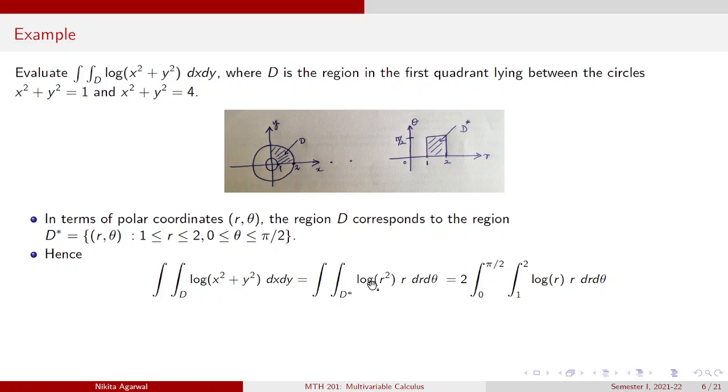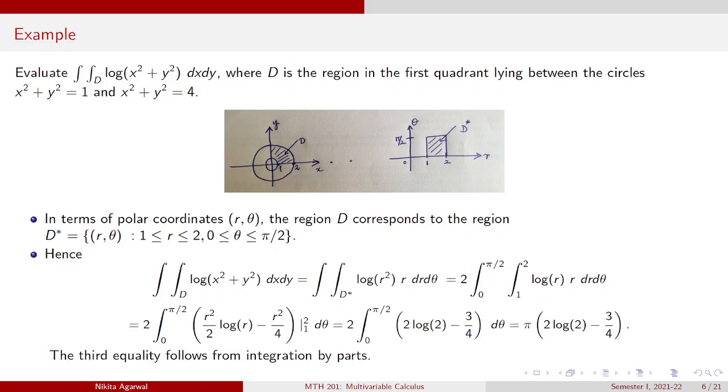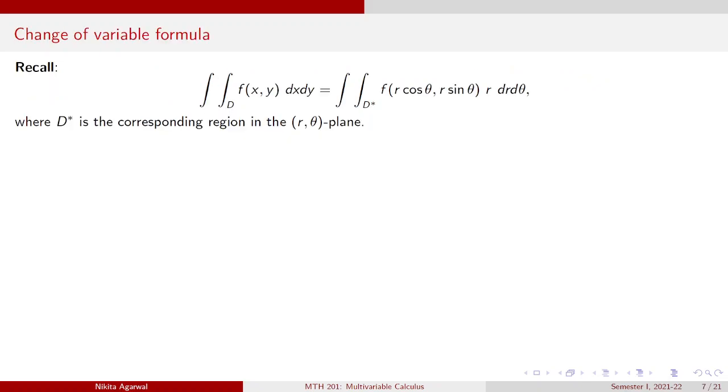And then of course log r square, 2 comes out. 2 is here. Log r dr d theta. Now it's just a simple double integral which you can solve by integration by parts, right? So I have given the calculations. I will not go through the calculations. So from this step to this step, I have used integration by parts. Okay. So you can go over these calculations yourself. Okay. Let us look at why you have this formula.